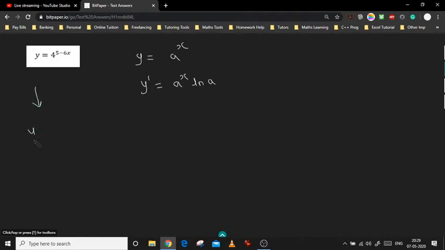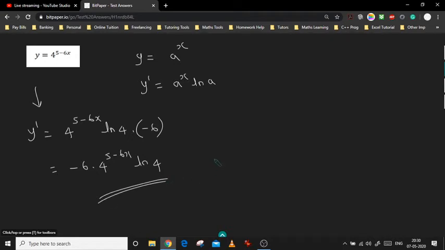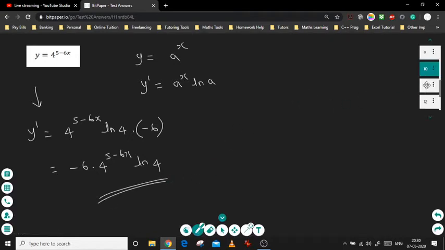Let's do this one. If you differentiate this, y dash is equal to 4 power 5 minus 6x, ln of 4, that is the natural logarithm of 4, multiplied with, we have to apply the chain rule, and differentiate the 5 minus 6x. Differentiation of 5 minus 6x is going to give me minus 6. Upon simplification, no, we cannot simplify this further. We can leave it as it is, that is minus 6 into 4 power 5 minus 6x ln of 4. So this is the answer for this question. Let's move to the next one.